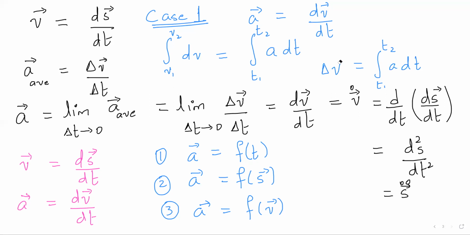So this means delta v is equal to the area under, yes, area. No, acceleration is a function of time, so I cannot pull it out of the integral. Area under the a-t curve.